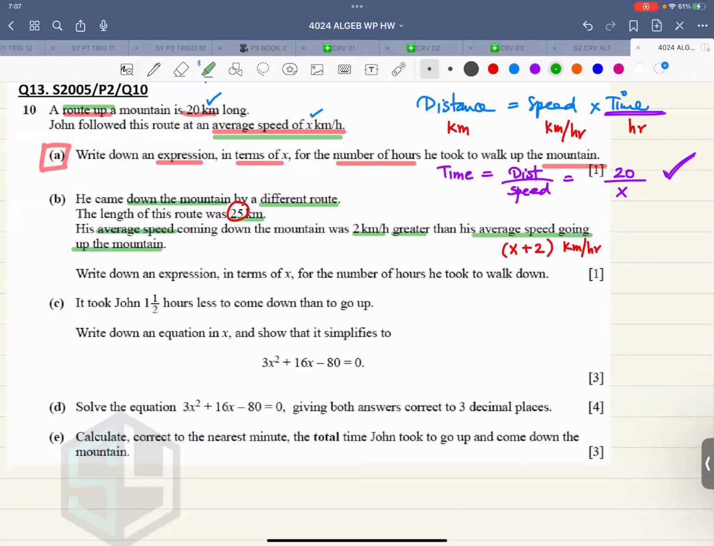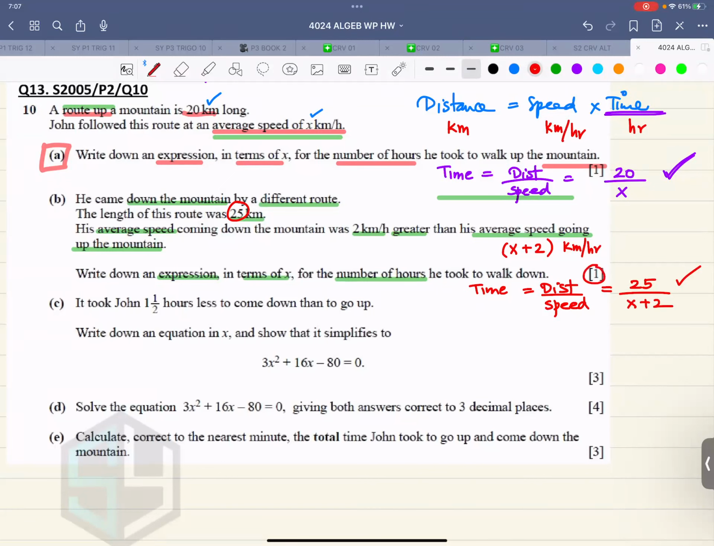Therefore, when it's asking for an expression in terms of X for the number of hours, that is the time, we will again use the same formula. So we will write time equals distance divided by speed. How much is the distance? That is 25. How much is the speed? That is X plus 2. This is the other expression, again for one mark.